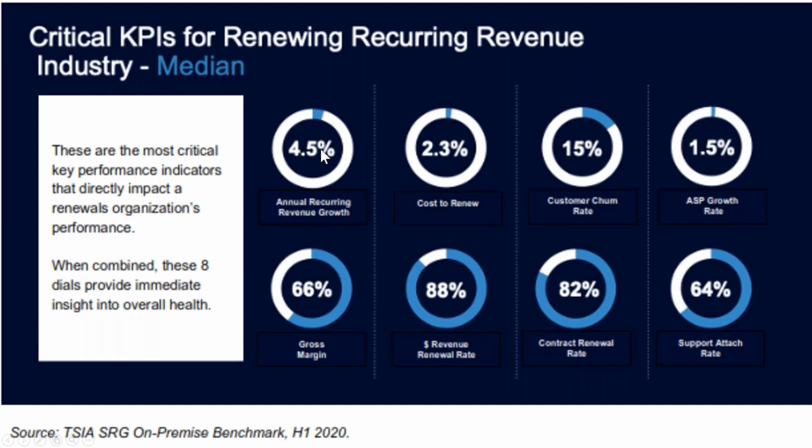And these numbers here also are indicative numbers of what an average KPI should be. So it's saying, for recurring renewal metrics should be about 66% of the gross margin. About 64% of renewals should have support attached to it. Your average sales price growth should be at least 1.5%. And about 80% of the contracts typically renew. I think that's a little bit lower. It should be probably in the 90s, but that's what it is here.